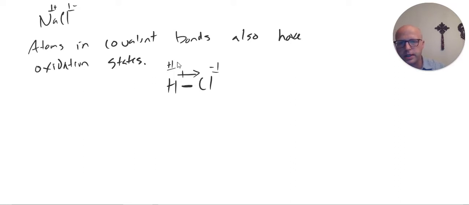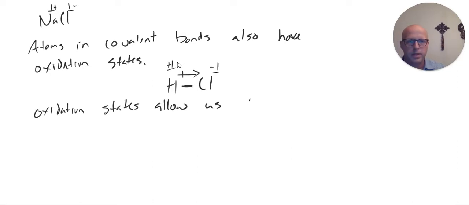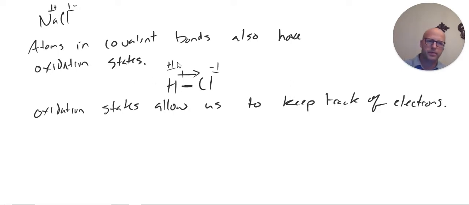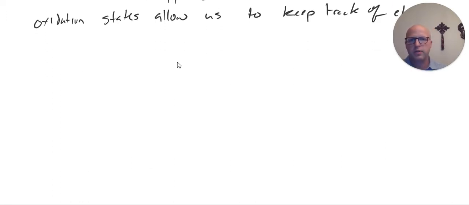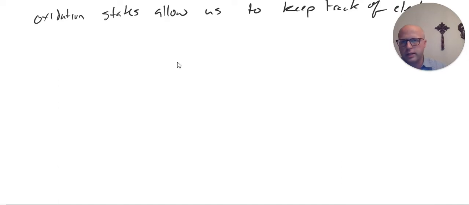What oxidation states do is they allow us to keep track of electrons. It's kind of like a banking system. We're going to keep track of who has the electrons and where they're at. So first, let's go over some general rules for oxidation states.